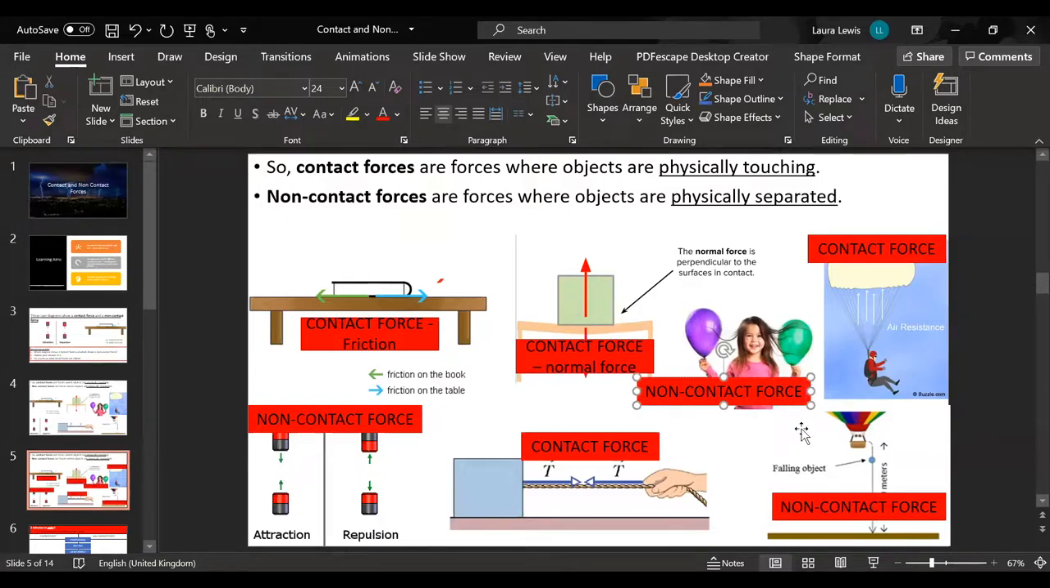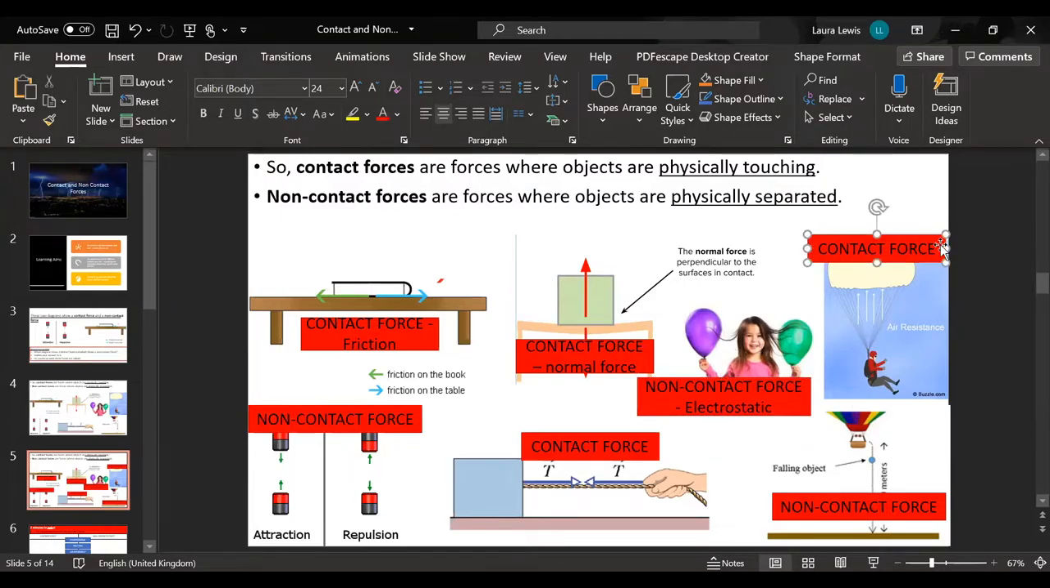Non-contact force. This is called the electrostatic force. Electro, and you may know static. We think, oh, I've got a static shock. So it's electrostatic. Little particles called electrons get rubbed off onto the balloon, and it attracts your hair by the electrostatic force.